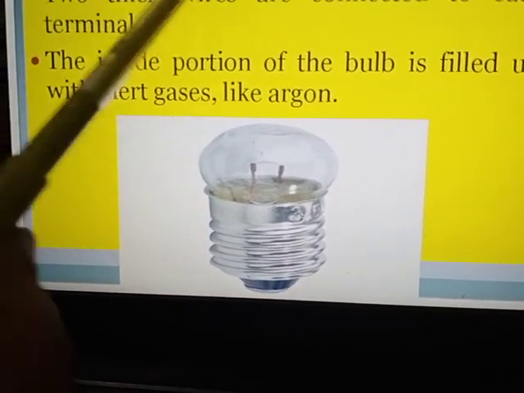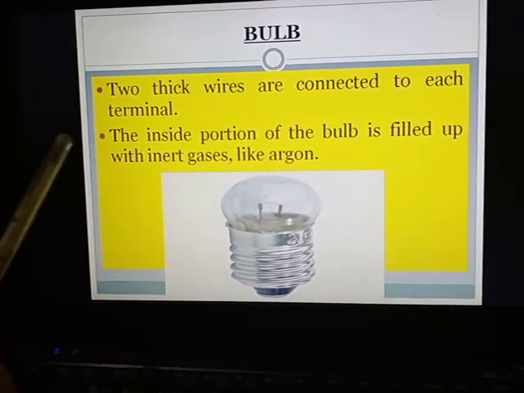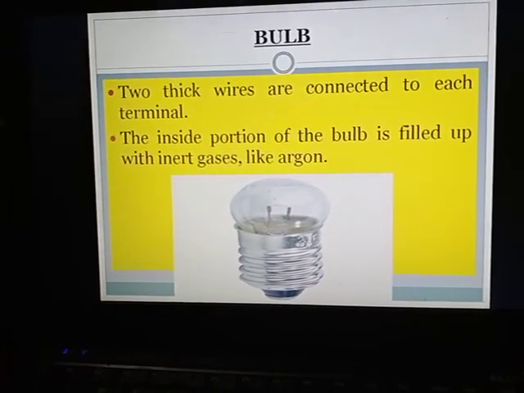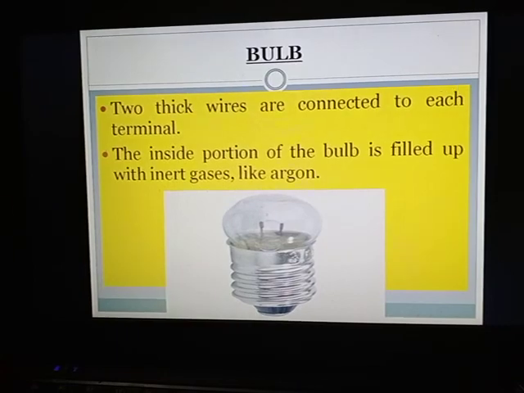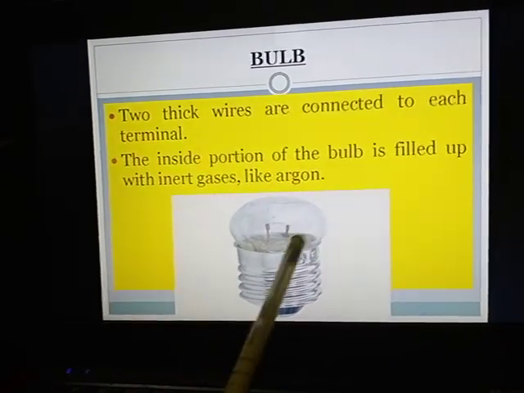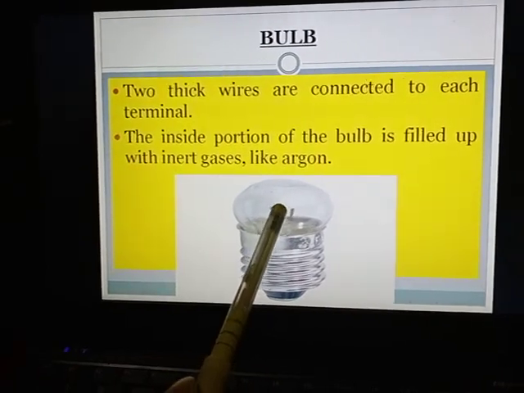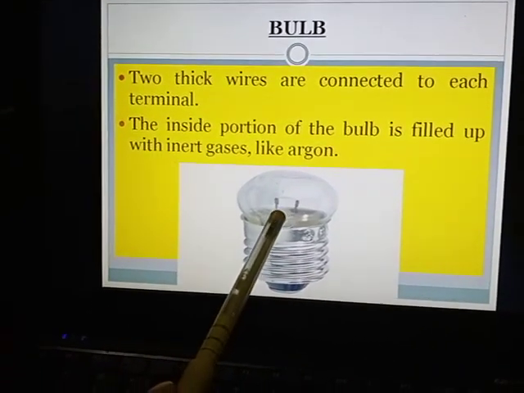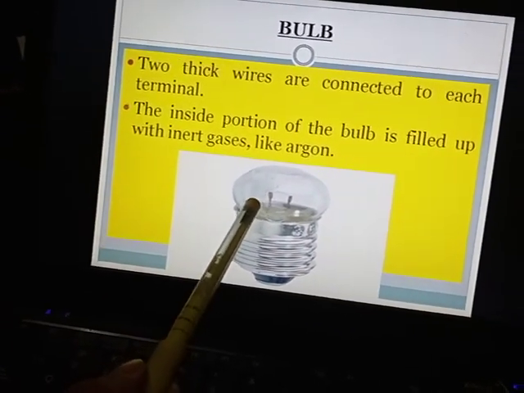Okay, the two thick wires are connected to each terminal, and the inside portion of the bulb is filled up with inert gases like argon. Here this bulb is filled with an inert gas like argon so that the filament cannot be rusted. Okay, it cannot be corroded.